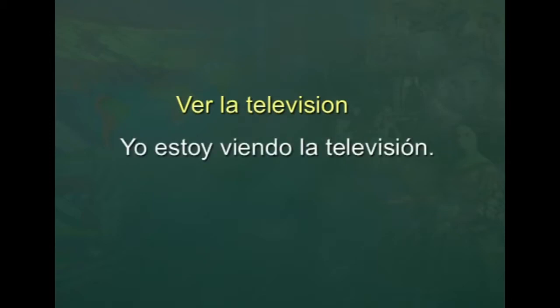Keep it up. Let's continue. In the next expression, suppose you are doing the action. How would you use ver la televisión in a sentence? Can you do this? Yes. Good. Go ahead. Yo estoy viendo la televisión. Perfecto. Well done.